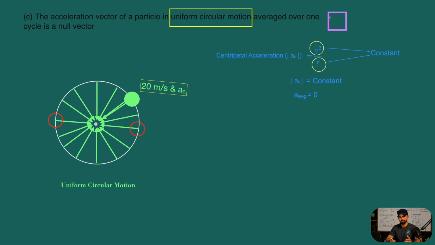And with that, we have successfully solved NCERT Class 11 Physics question 3.16.